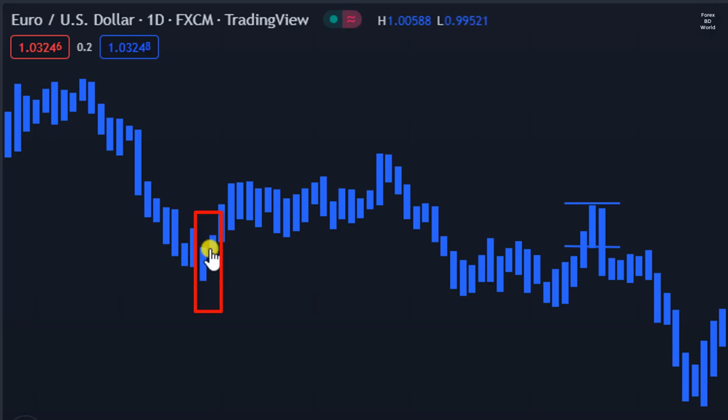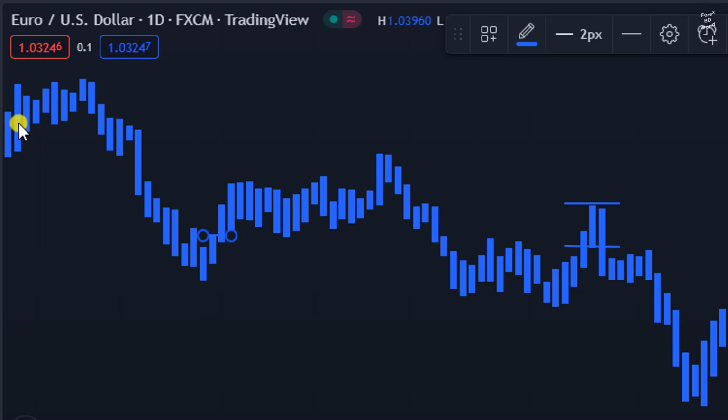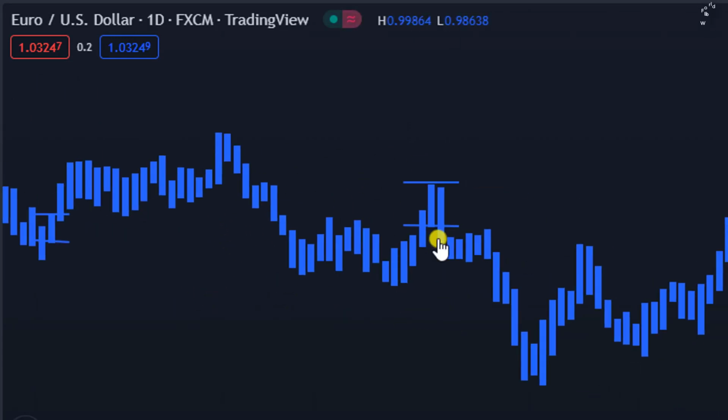Here the high and low of the second candle are above the high and low of the first candle. When you see this pattern, it is a bullish pattern. I hope you understand these two things. If you get a bullish pattern, you should take a buy entry, and if you get a bearish pattern, you should take a sell entry.